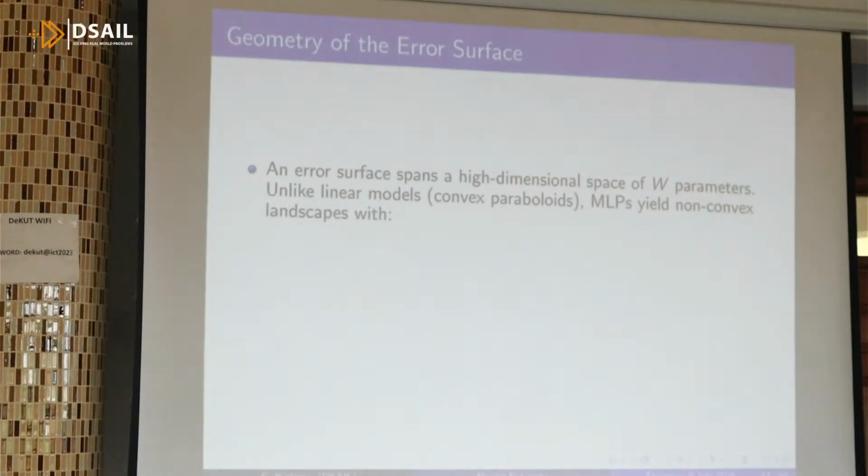The error surface. It's always nice to know when you're dealing with neural networks what your error surface is going to look like, because when you have a knowledge of what the error surface is going to look like, you know what the optimization process is going to look like as well. So an error surface spans a high dimensional space of W parameters.